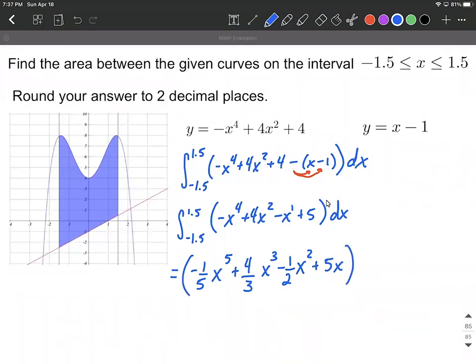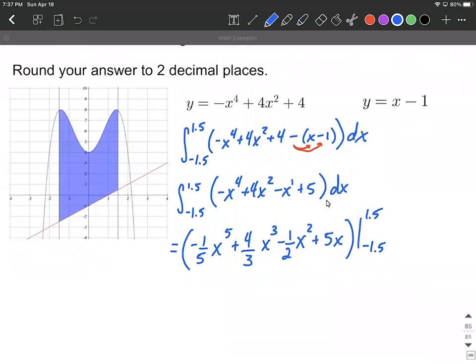Now all of this needs to be evaluated still from -1.5 to +1.5. So we'll bring along those bounds of integration. All right, to finish this up, all we need to do is plug in our upper bound for each one of these x's the whole way through, and then subtract away when we plug in our lower bound. So let's take our time and do that.